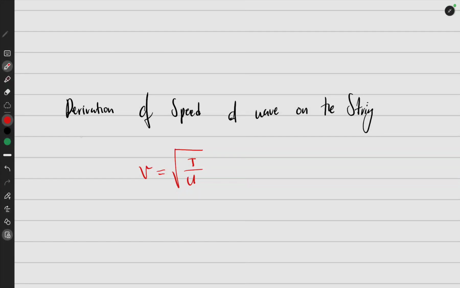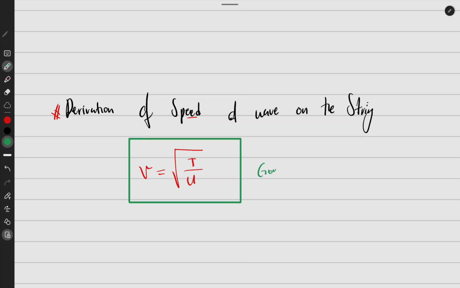Going to be doing derivations, preparing for your exams, which is very crucial for you to know most, or should I say all of your derivations. We're going to look at the derivation of the speed of a wave on a string. This is the formula that we're trying to make up. Whatever we do, this is our goal.